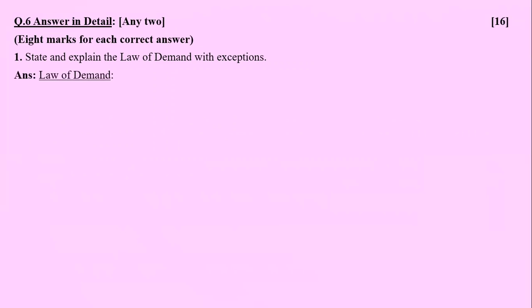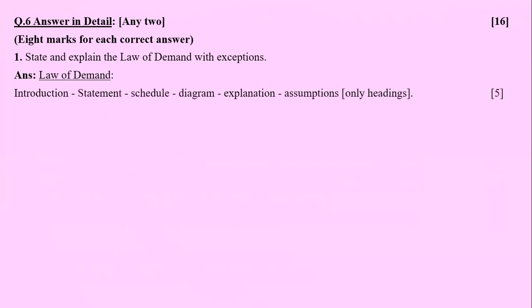Now question number 6. Answer in detail. Any two of three, 16 marks. 8 marks for each correct answer. First question. State and explain the law of demand with exceptions. Okay. Now see the points. Answer: law of demand, and see the steps which you have to follow while writing the answer. First, introduction, then statement, schedule, diagram, explanation, assumptions only headings.